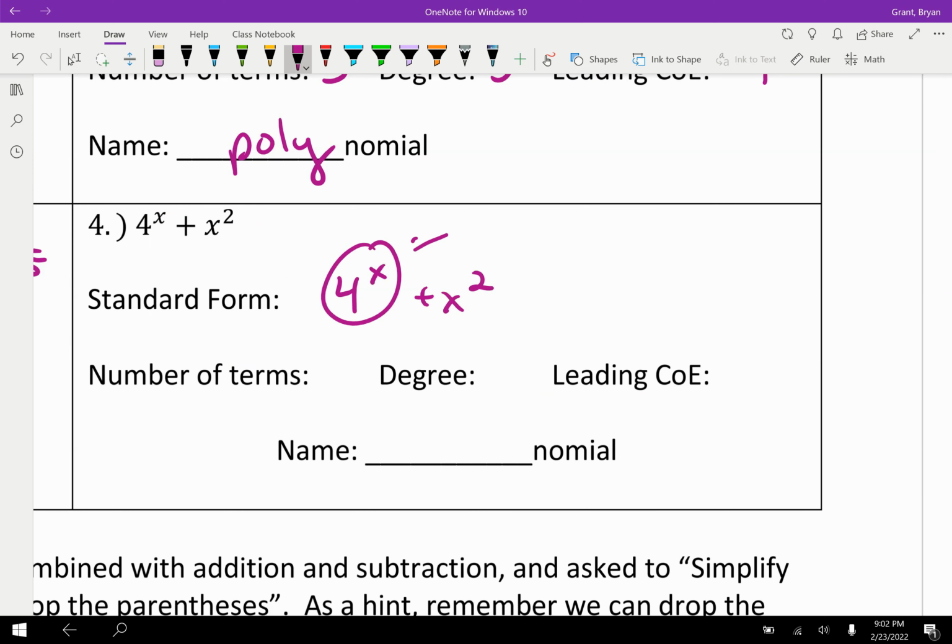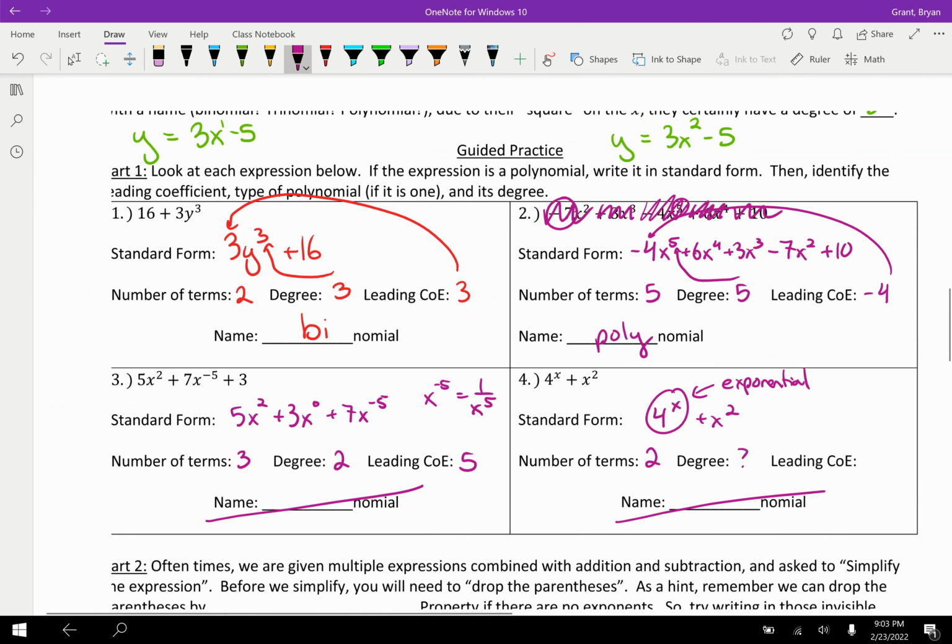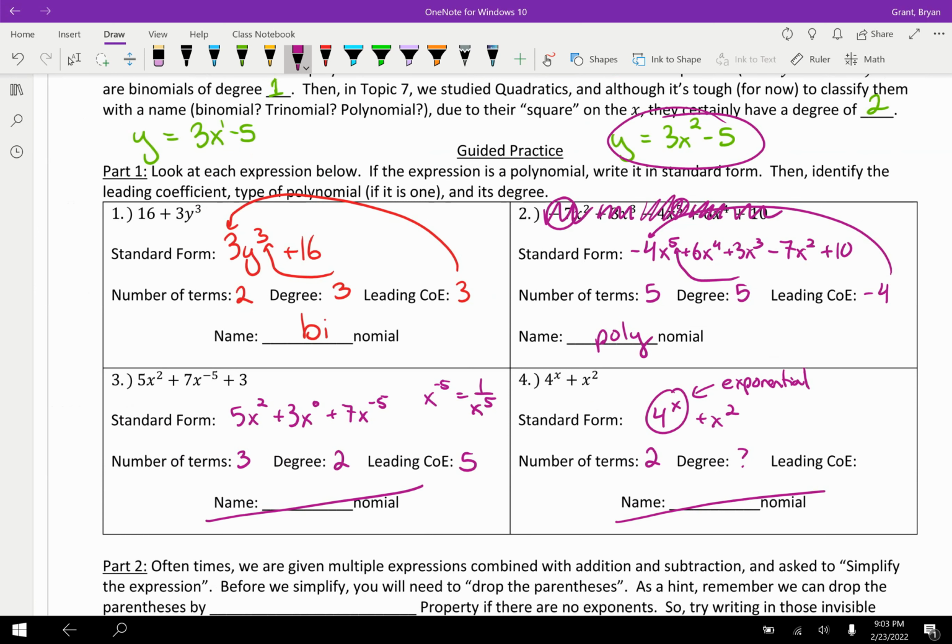We need to remember, though, that 4 to the x we studied in topic 6. This is known as an exponential when you have x in the power. And that is definitely not a polynomial. There's still two terms. I have no idea what the degree is. You could argue 2, you could say x, and I don't know what the leading coefficient is either. So, again, most of what we're going to deal with will have a maximum exponent of 2. Today we might see a little bit more than that, but it's just good practice.